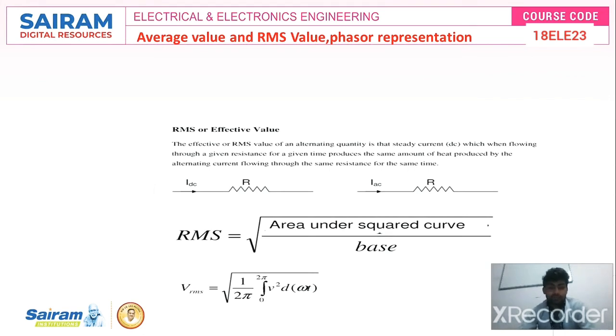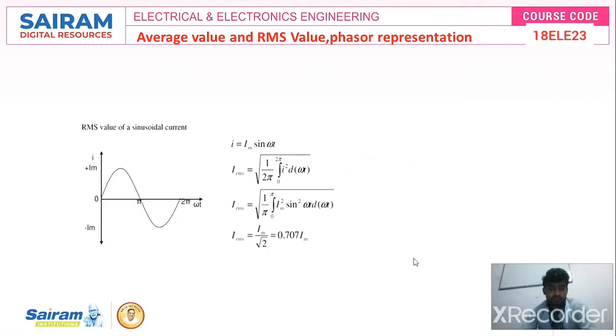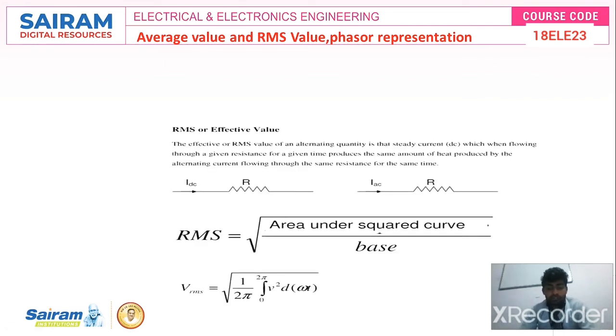Right? So RMS value, the formula becomes area under the squared wave divided by base. Area under the squared wave in the sense 0 to 2 pi we can take, or 1 by 2 pi is the base, and V square d omega t, because squared wave, right? You can take area under the squared wave as 1 by pi, 0 to pi also, because if you take average value over the full cycle you'll get 0. So you can use 1 by 2 pi, 0 to 2 pi, V square d omega t also, and 1 by pi also possible.